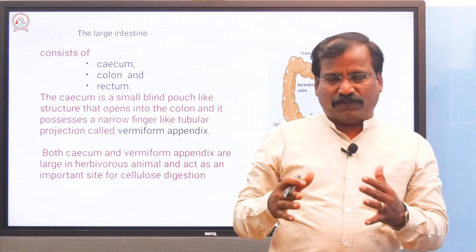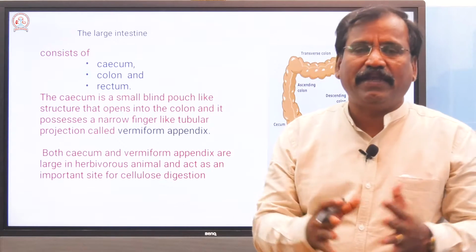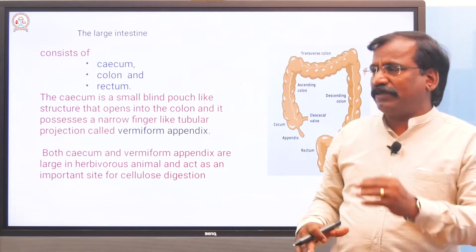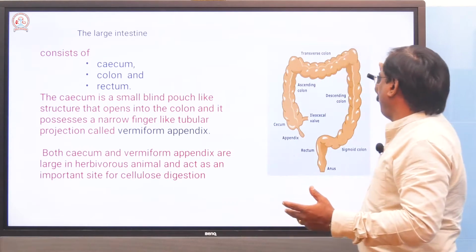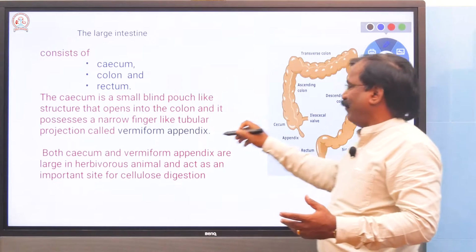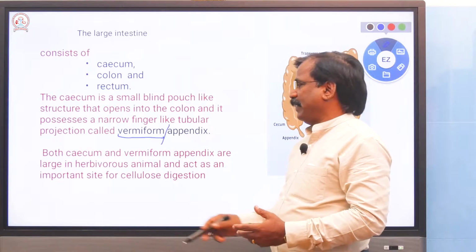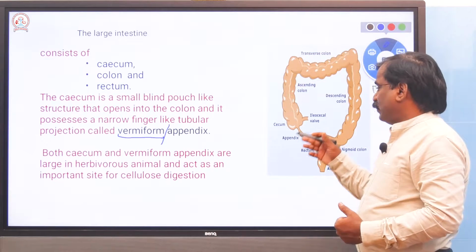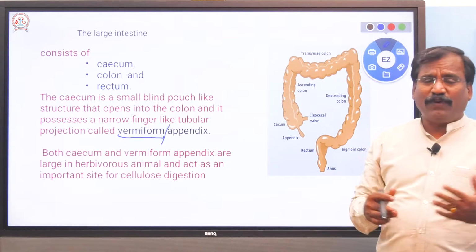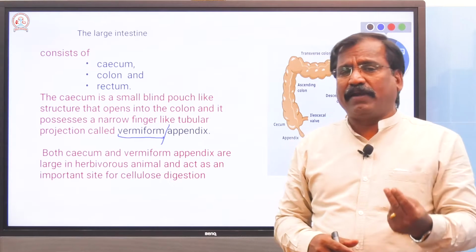It is generally called the appendix. It is vermiform, that is, rudimentary or underdeveloped, which is why it is called vermiform appendix. It is non-functional, with no specific function.